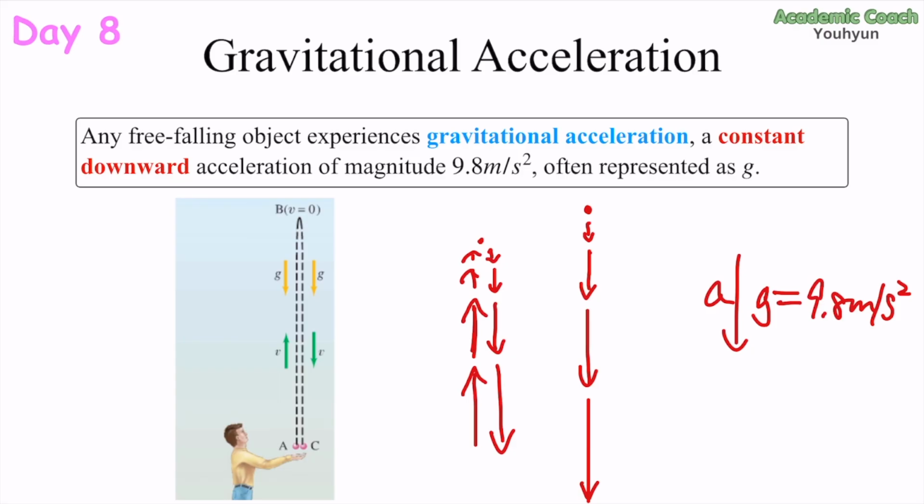What if I toss an object vertically downward? If an object is given an initial velocity that points downward, then while it moves down, it's going to speed up even more.